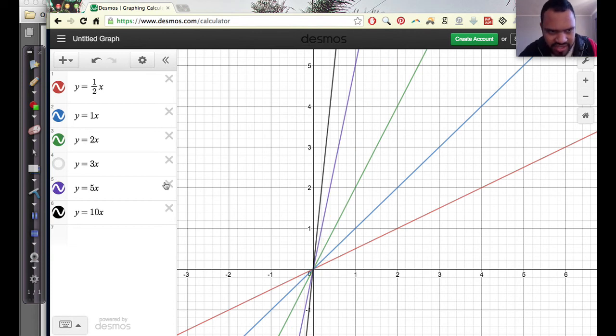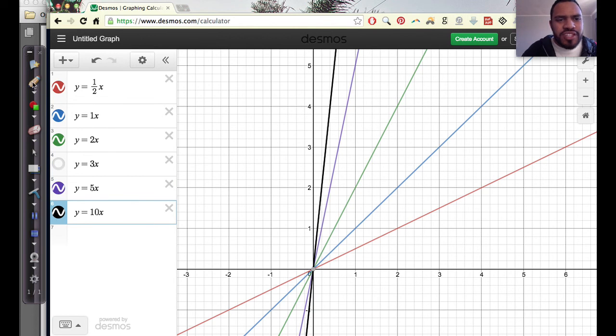So as you can see, this curve over here, the very first one, let's highlight that one over there. That's this red one. Do you see it? Okay, this red one represents the equation y equals a half x. And then I look at this one, and that's y equals 1x. And then I see this one, y equals 2x. This one is y equals 5x, and this one happens to be 10x, right?